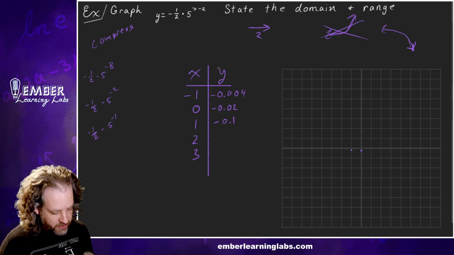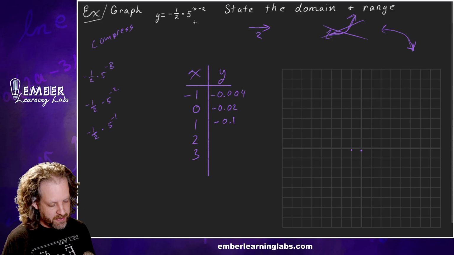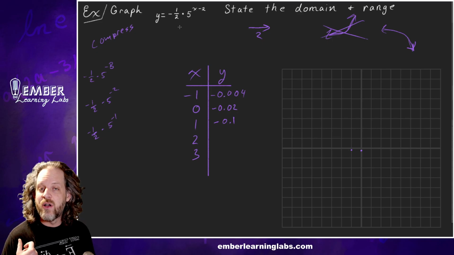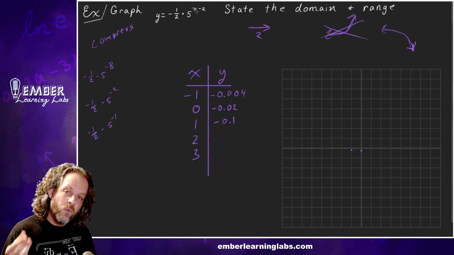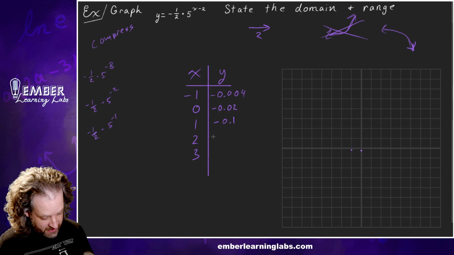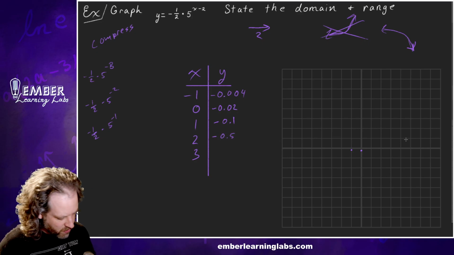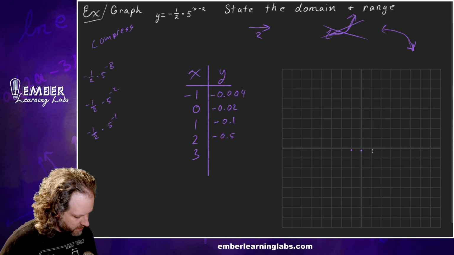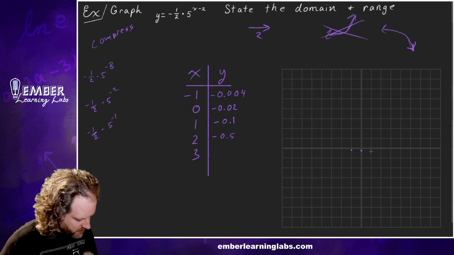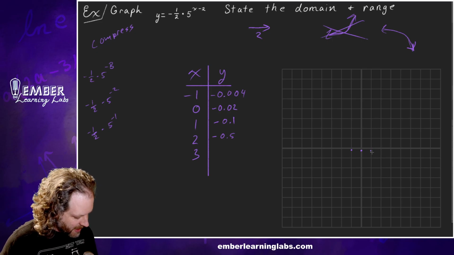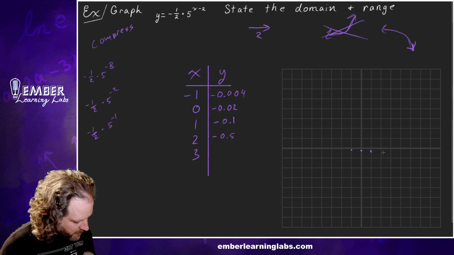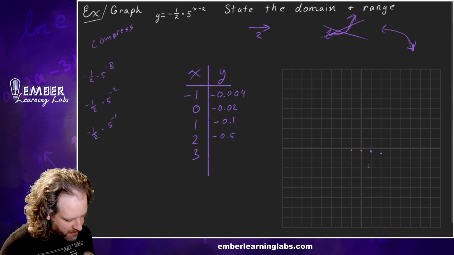So 2 in there. 2 minus 2 is 0. That one's going to be easy. Because 5 to the 0 is 1, times negative 1/2 is negative 1/2. So negative 0.5. So 1 and -0.1, so slightly higher. I'm doing a little too much, but you get the idea. 2 and negative 1/2. Right, so right there.